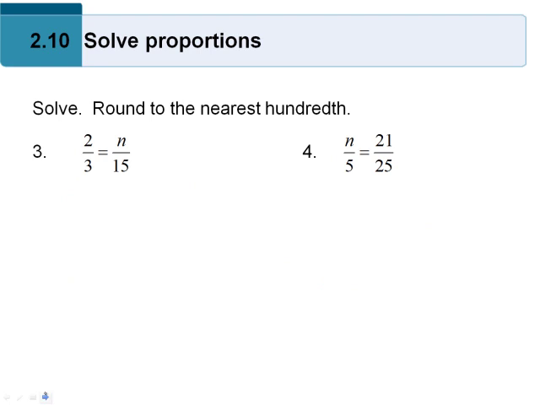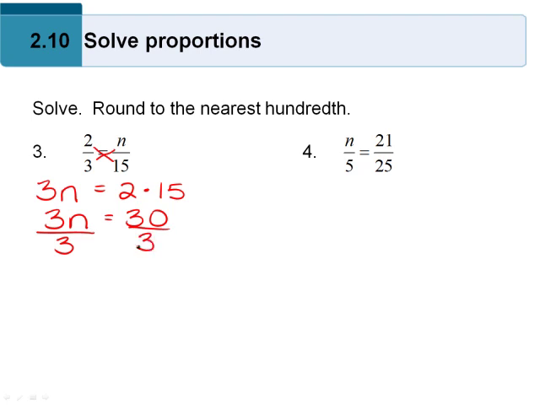Now, these problems say solve, round to the nearest hundredth. Okay, so we're still going to do the same thing. We're going to cross multiply. So I'm going to keep the variable on the left, 3n equals 2 times 15 on the other side. So 3n equals 30, because that's what 2 times 15 is. Now this one we're not going to have to round. This is going to come out nice and even. So divide by 3, just like we've been doing on all of our equations. The 3's cancel, and n equals 10.